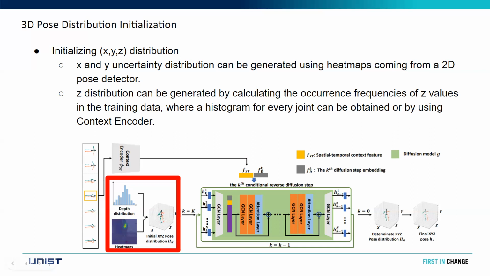This is the visualization of that process. We have these heat maps coming from a 2D pose detector and the depth distribution, and they initialize a pose like this.